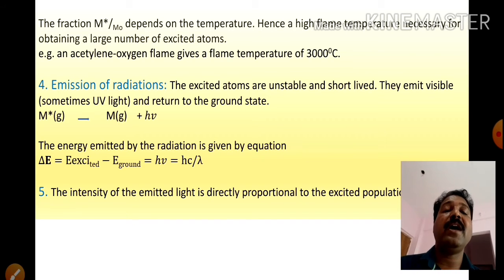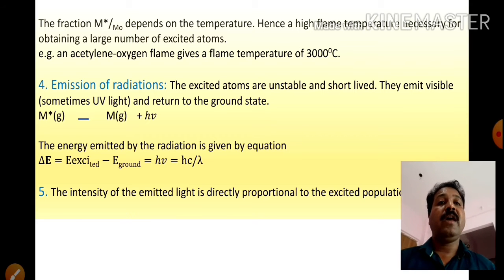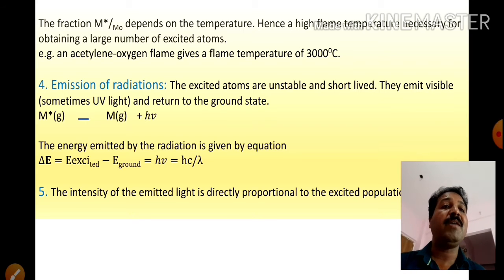For example, M star metal atoms in the gaseous state go to the ground state, and while going they emit radiation having the energy h nu. The energy emitted by the radiation is given by the equation delta E is equal to E excited minus E ground state, that is equal to h nu, that is equal to hc upon lambda. The intensity of emitted radiation is directly proportional to the excited population of atoms.